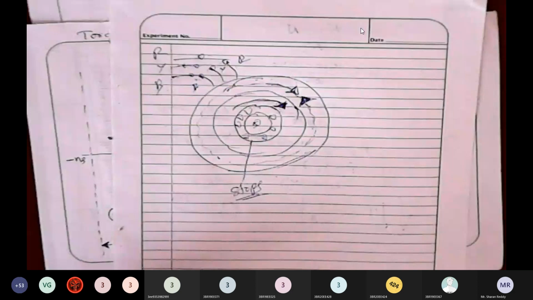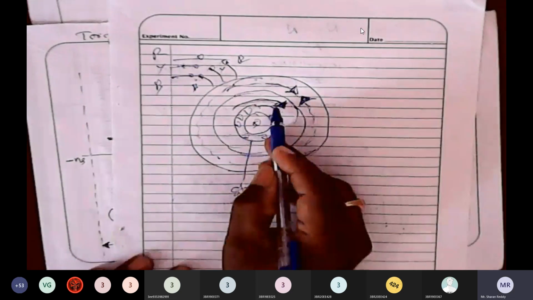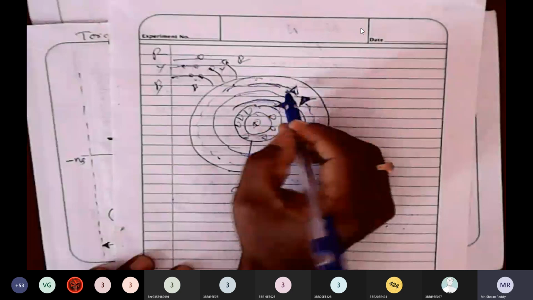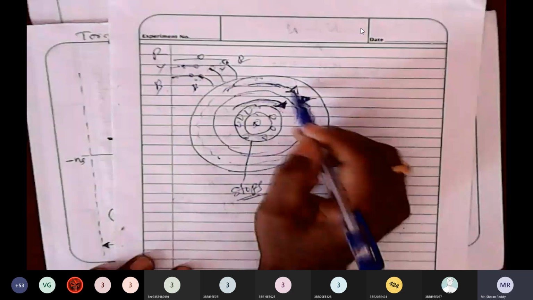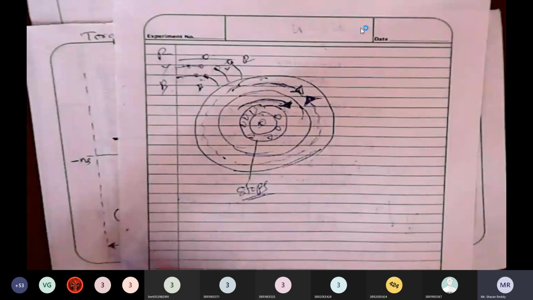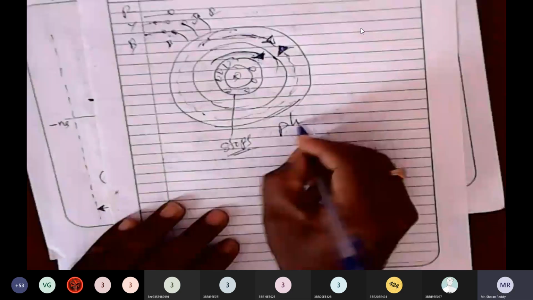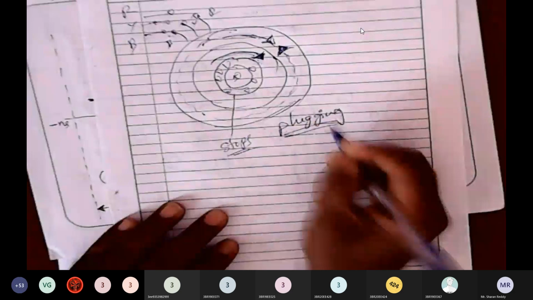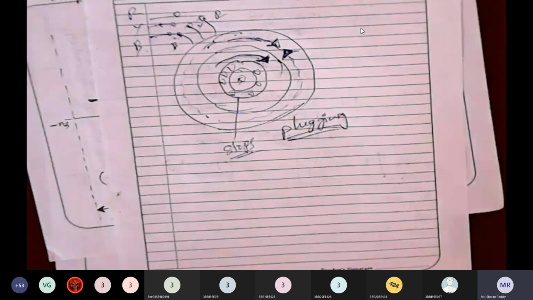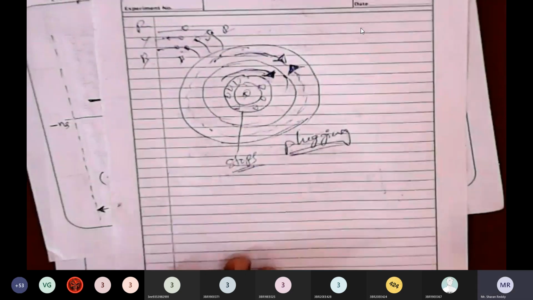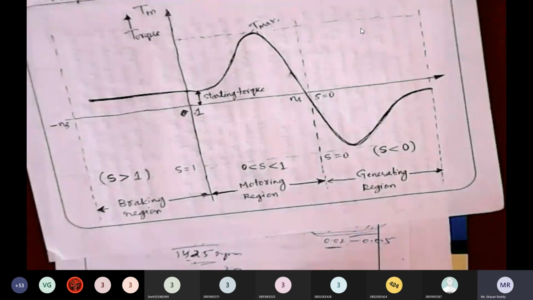The rotor was running in the normal clockwise rotation, but if you reverse these terminals, the rotating magnetic field changes its direction and opposes the normal rotation of the rotor. This process is called plugging. We practically apply this to stop the induction motor suddenly. Reversing any two terminals of the stator makes the motor stop suddenly. This is the braking region.